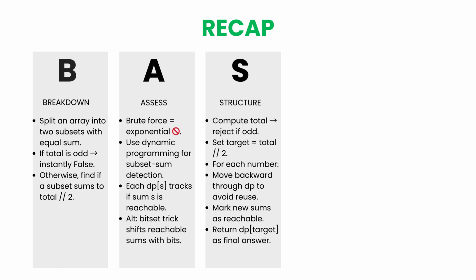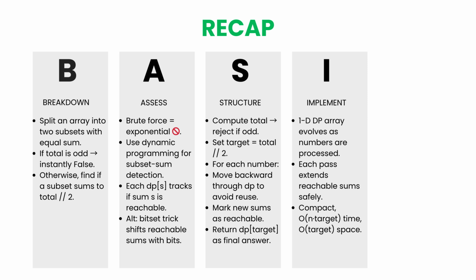Structure recap. The plan was straightforward. First, handle the odd sum rejection. Next, set the target to total divided by 2, create a DP array, and for each number, update reachable sums from right to left. This backward update prevents reusing the same number twice and ensures that our DP remains correct.